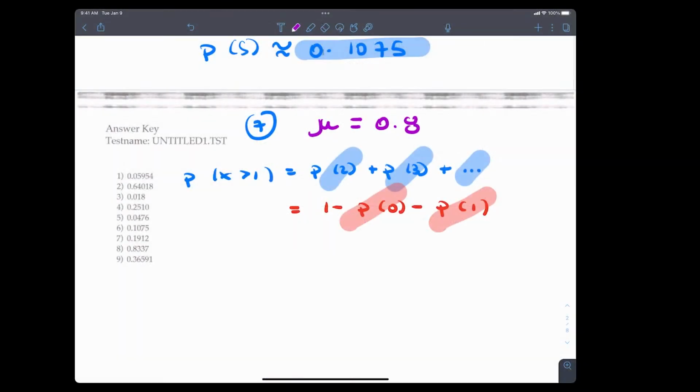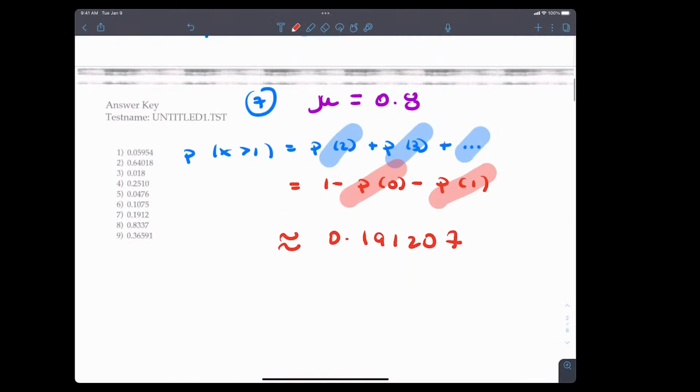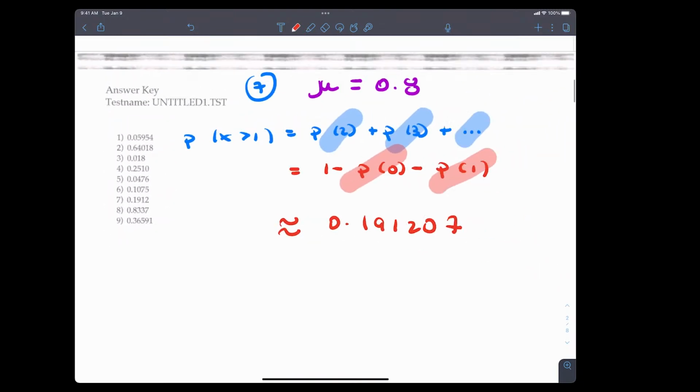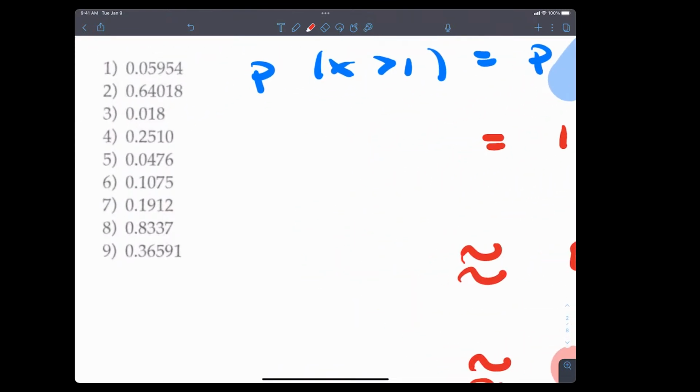So you did 1 minus P of 0 minus P of 1 here. This is what we did by the complement rule. And see what we get: 0.191207, because, ladies and gentlemen, this is number 7. We went out to 4 decimal places here. Let's double check. 1, 2, 3, 4. Look at the digit to the right. It's a 0. So sure enough, 0.1912. And that's exactly the answer they have right here for number 7.